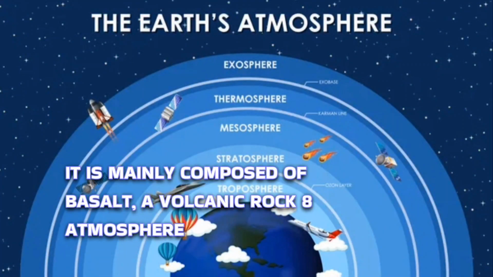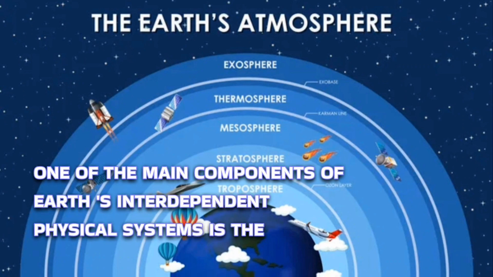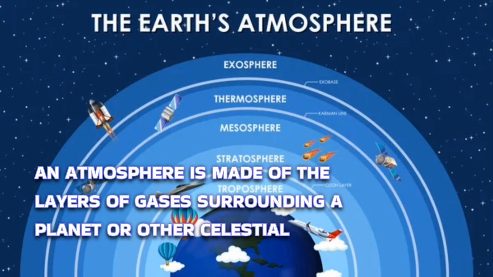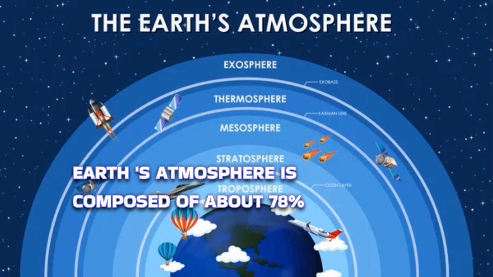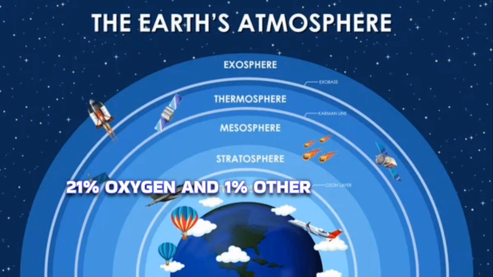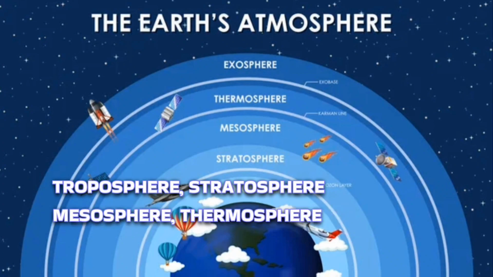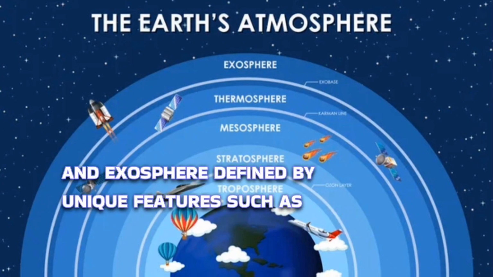8. Atmosphere. One of the main components of Earth's interdependent physical systems is the atmosphere. An atmosphere is made of the layers of gases surrounding a planet or other celestial body. Earth's atmosphere is composed of about 78% nitrogen, 21% oxygen, and 1% other gases. These gases are found in atmospheric layers: troposphere, stratosphere, mesosphere, thermosphere, and exosphere, defined by unique features such as temperature and pressure.